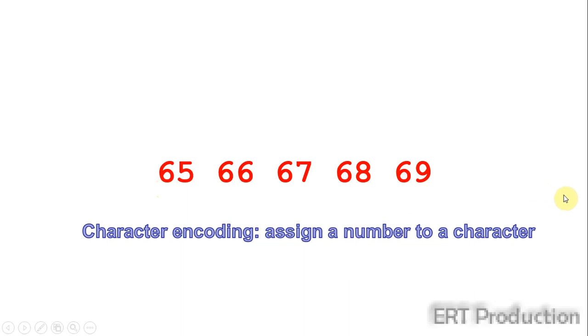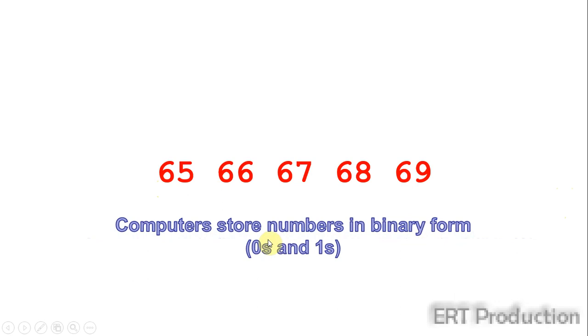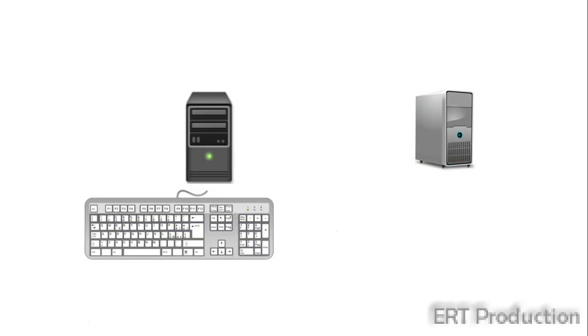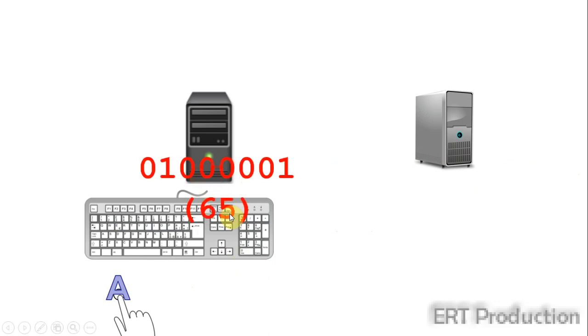The second thing you should know is that computers must store numbers in binary form. Therefore, the actual storage of these numbers are like this inside computers. Therefore, if you type a letter A on a keyboard, it actually sends a signal of 65 to computer and is stored as 01000001 in computer memory.